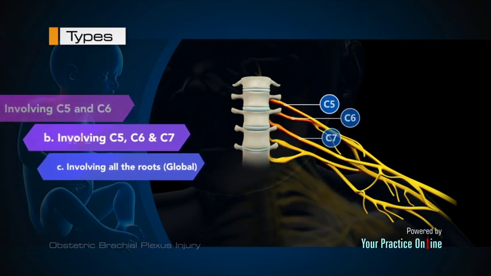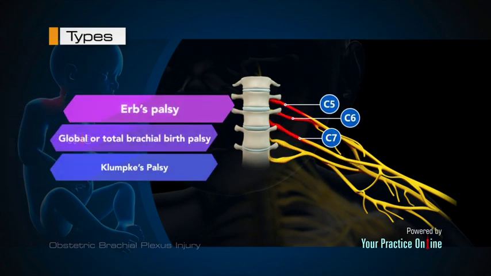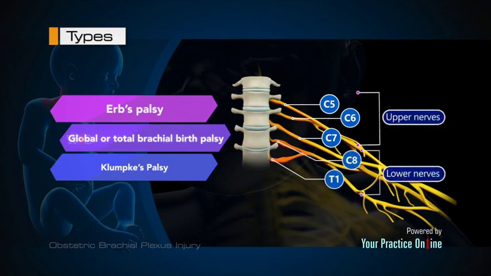The first 2 categories are usually referred to as Erb's palsy, which disrupts functions of the shoulder and elbow muscles. Erb's palsy is the most common pattern of brachial plexus injury in infants. The third category involves injury to both the upper and lower nerves. It is a severe condition called global or total brachial birth palsy.